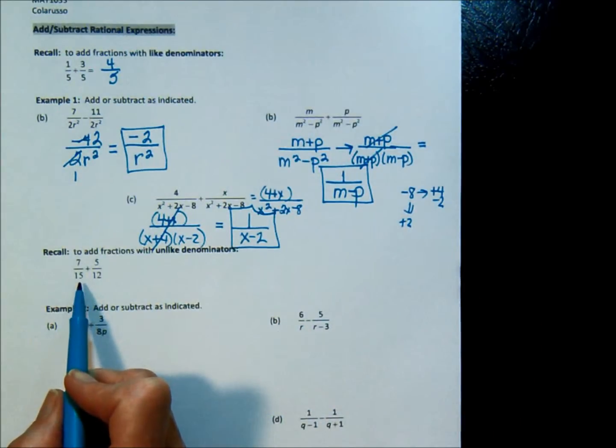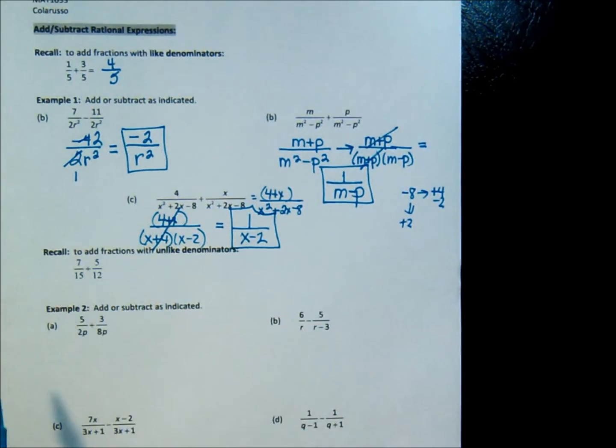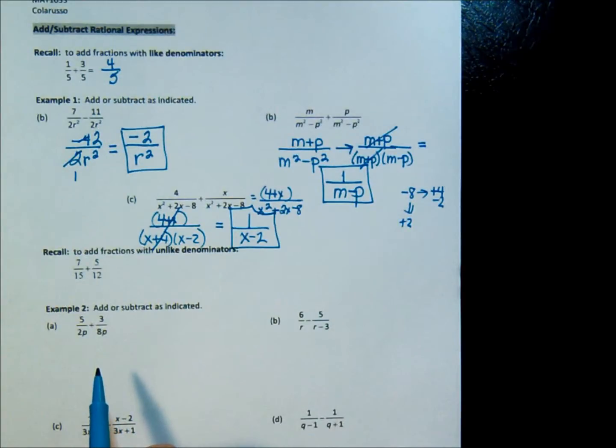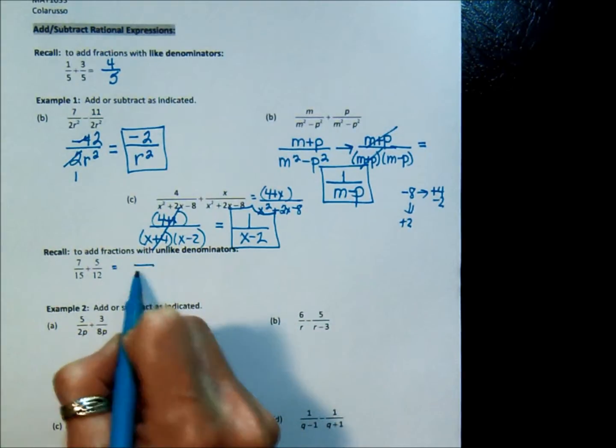Let's take a look at how we add regular fractions with unlike denominators. So here I have 7/15 plus 5/12. You may or may not know what the LCD of 15 and 12 is. It happens to be 60. I'm going to go ahead and tell you that.